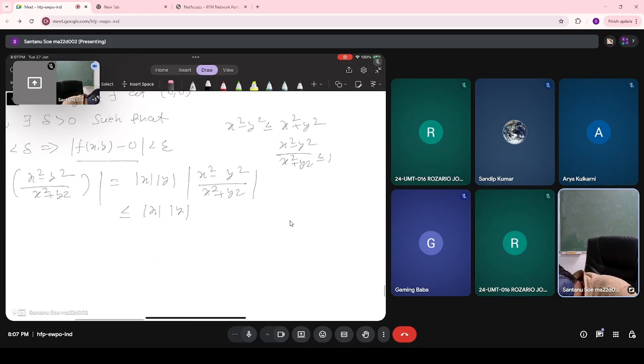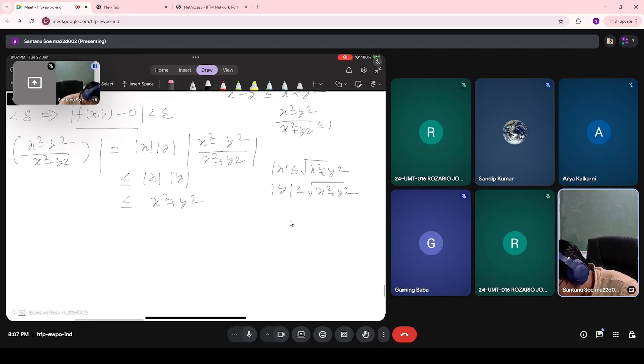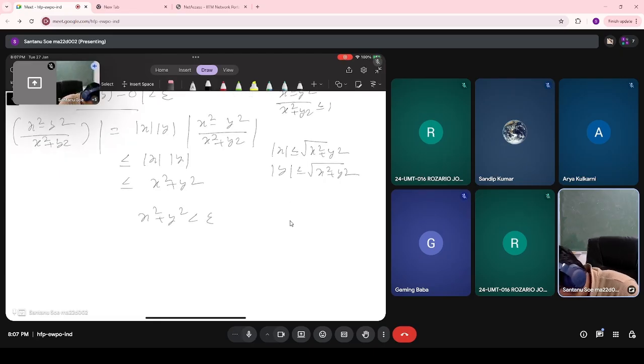And we all know that mod x is less equals to square root of x square plus y square, and mod y is also less equals to square root of x square plus y square. So this is less equals to x square plus y square. Okay. So now what do we have to show? We have to show that this is less than epsilon. Okay, so this is less than epsilon, and this implies that square root of x square plus y square is less than square root of epsilon.